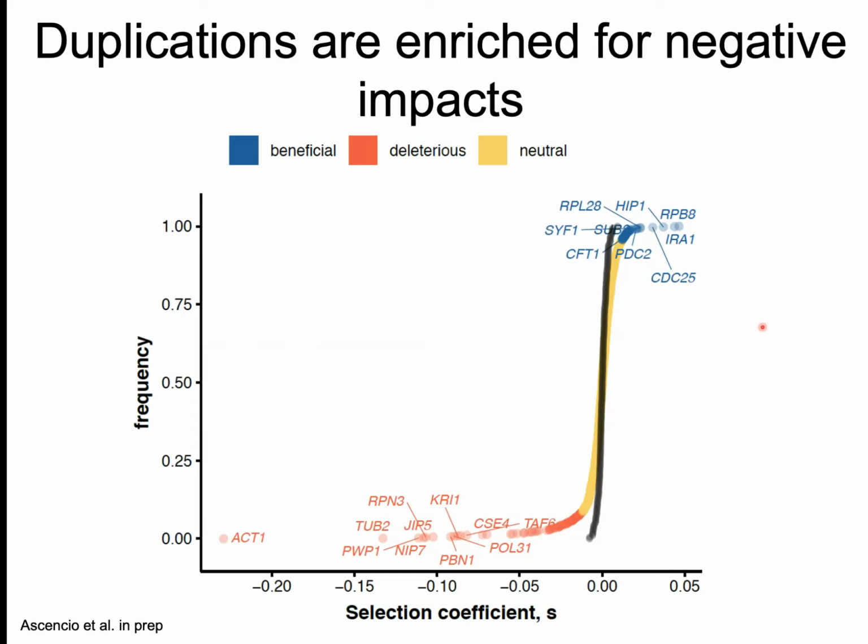So if we use this conservative cutoff of 1%, what we see is there are twice as many deleterious duplications as there are positive duplications. One of the very deleterious duplications is in the gene ACT1, which codes for actin. And actin is one of the most abundant proteins in the cell, and it is known to be very dosage sensitive. There are some interesting genes among the genes that increase fitness when duplicated. I won't have time to go into the details, but some tend to be, for instance, regulators of metabolism.